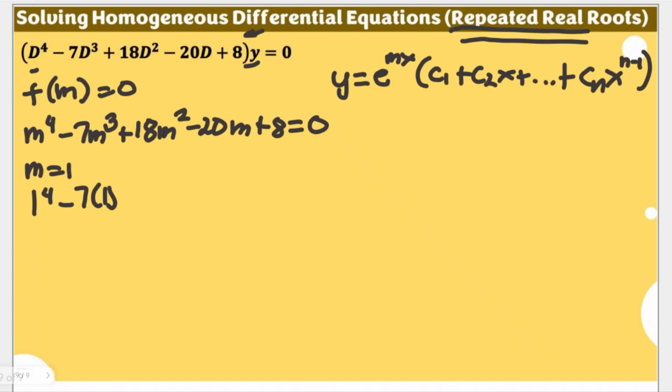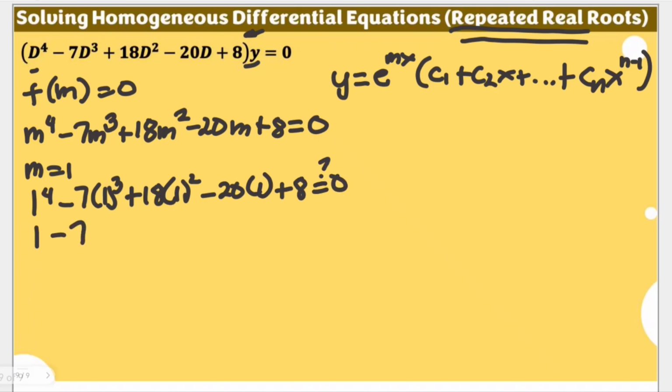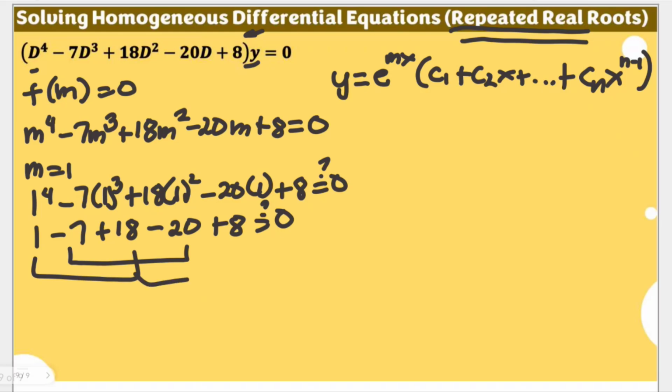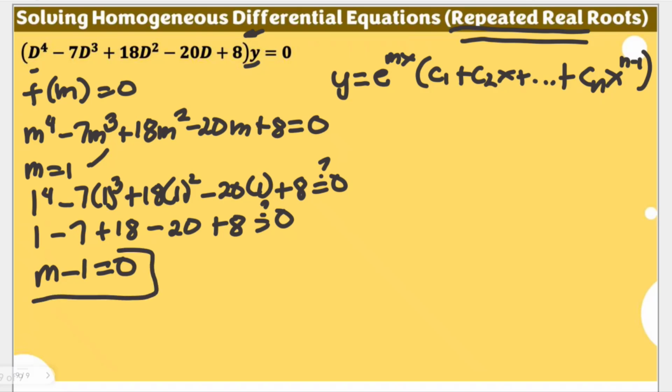So 1 to the power of 4 minus 7 times 1 cubed plus 18 times 1 squared minus 20 times 1 plus 8, is it equal to 0? Let's try. 1 minus 7 plus 18 minus 20 plus 8. This is negative 6, 12, negative 8, 0. Yes, that's correct. When we substitute 1 here, then 1 is a root according to the factor theorem. That means we have an assurance that 1 is a root, and you can have a factor of m minus 1 equal to 0. This is your first root.